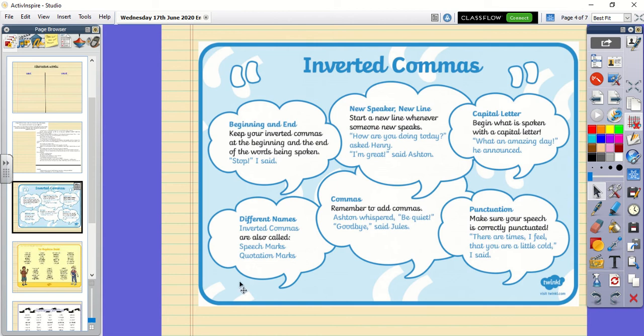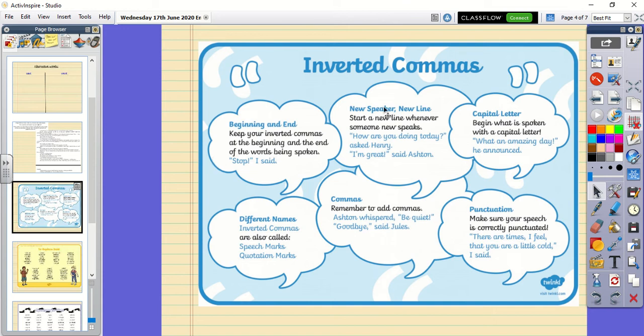So you may have heard these different names of called speech marks or quotation marks, but we're going to use the correct terminology of inverted commas. Okay, now inverted commas go at the beginning and at the end of what is being spoken. All right, so I always remember it as the inverted commas are giving the words a big hug. Okay, so the words that are being spoken, the inverted commas are going around those like a big hug. Okay, so hopefully that will give you a little bit of a hint to remind you as well.